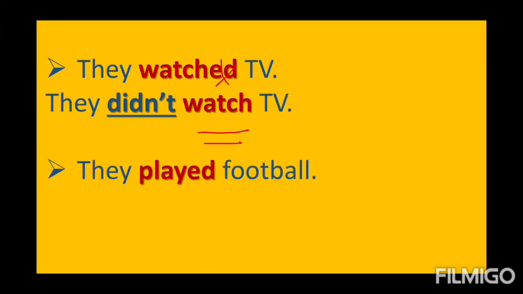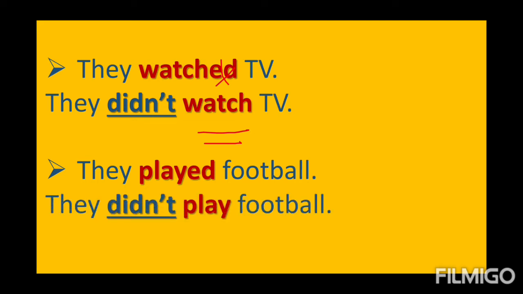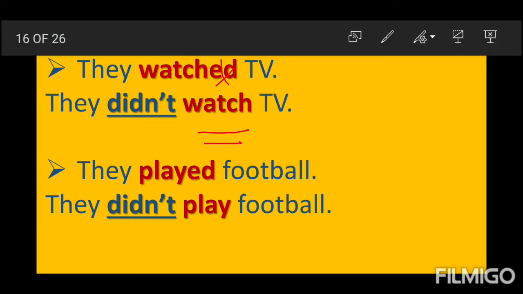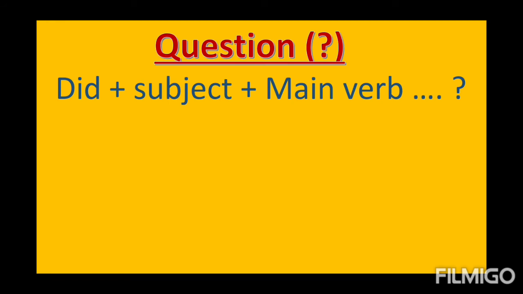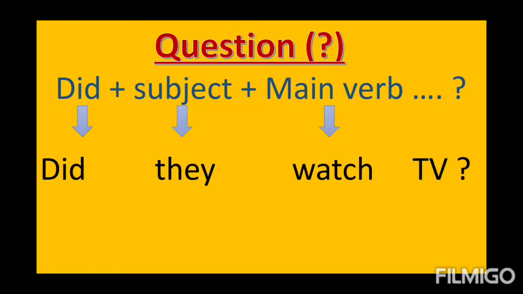They played football. Affirmative form. What about the negative form? They didn't play. You can't put two pasts, didn't and played. Can you say this? No, it's wrong. Didn't play. For the question, or we say interrogative form: did, the pronoun or the subject, and the base form of the verb. So for example, did they watch TV?